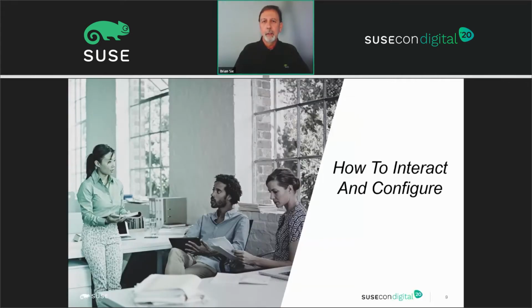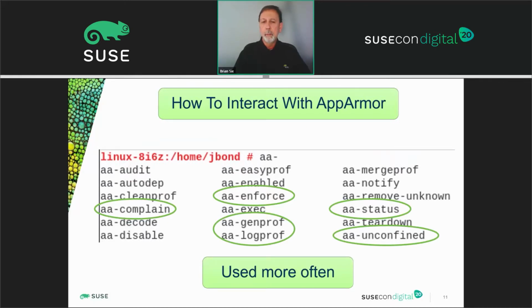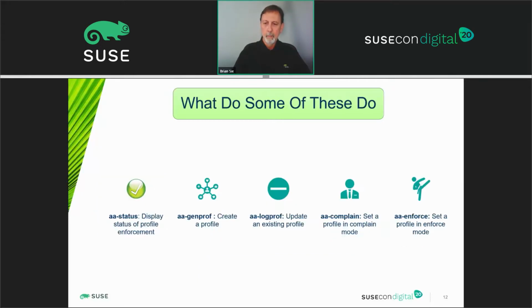Now, how do I interact with AppArmor? How do I configure AppArmor to do what I want it to do? Well, the first thing you need to do is make sure that you install the AppArmor utilities package. For our SUSE Linux Enterprise Server, AppArmor is installed by default, but on some other distributions, it might not be installed. So you want to make sure that not only is AppArmor installed itself, but the utilities package is available. And once the utilities package is installed, you'll see here a listing of the utilities that are available, of which I've taken the liberty to circle some of the more common ones that are used.